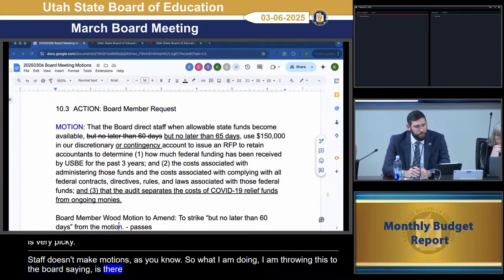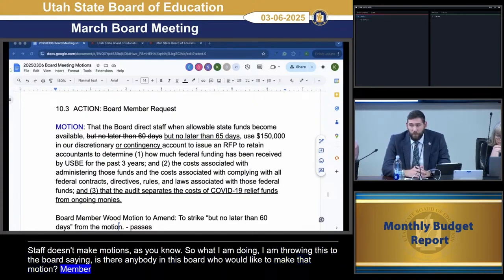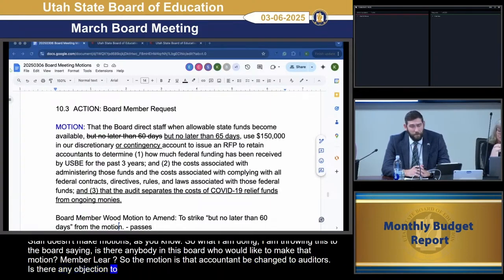Member Lear. So the motion is that accountants be changed to auditors. Is there any objection to that motion? Okay. Thank you. That's changed then.